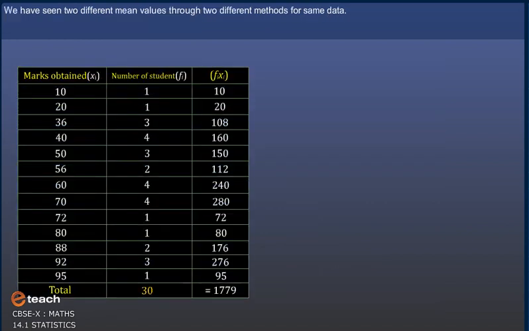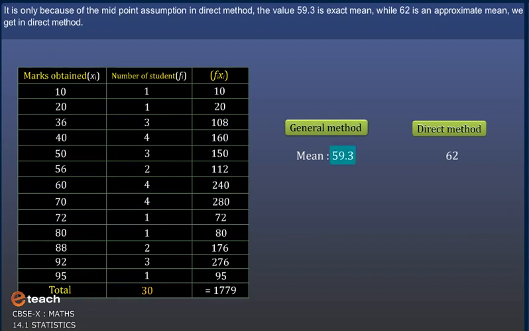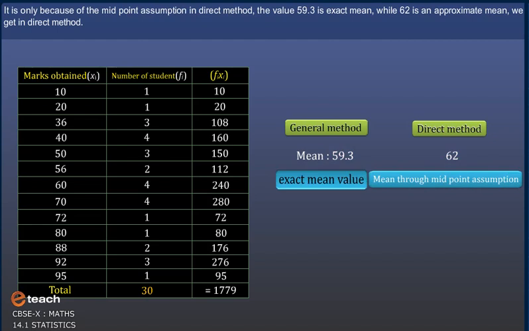We have seen two different mean values through two different methods for the same data. It is only because of the midpoint assumption in the direct method that the value 59.3 is the exact mean, while 62 is an approximate mean we get in the direct method.